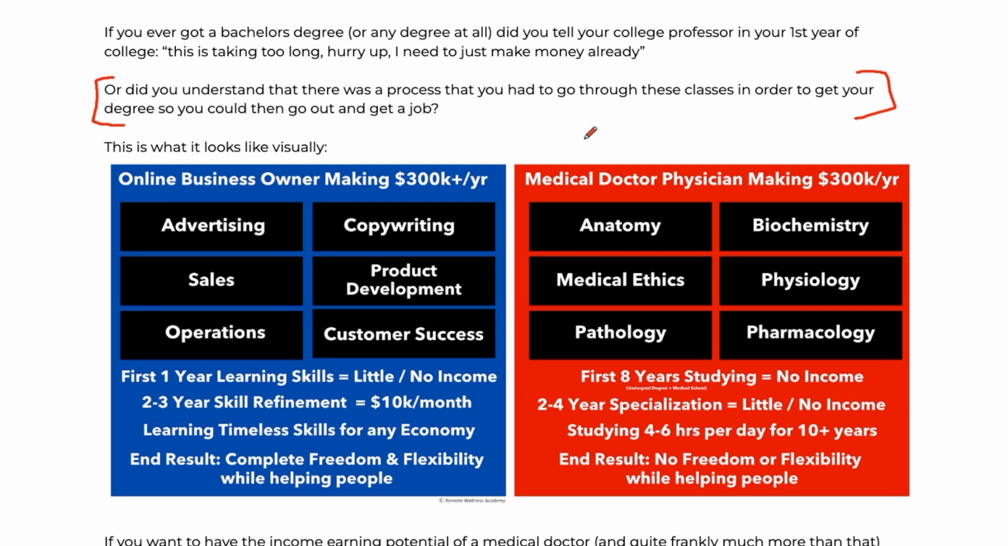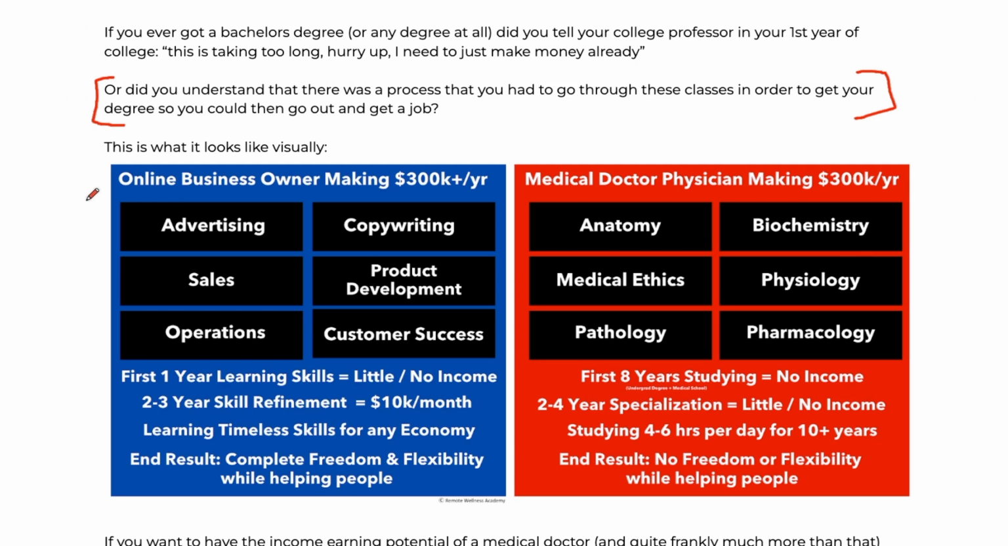You couldn't just take, let's say, 24, 36, 48 credit hours inside of a semester. You couldn't do that, right? You couldn't go out there and do all of that. You understood that there was a process in order for you to graduate and then get a job with your degree. And so visually, this is what it looks like, right?